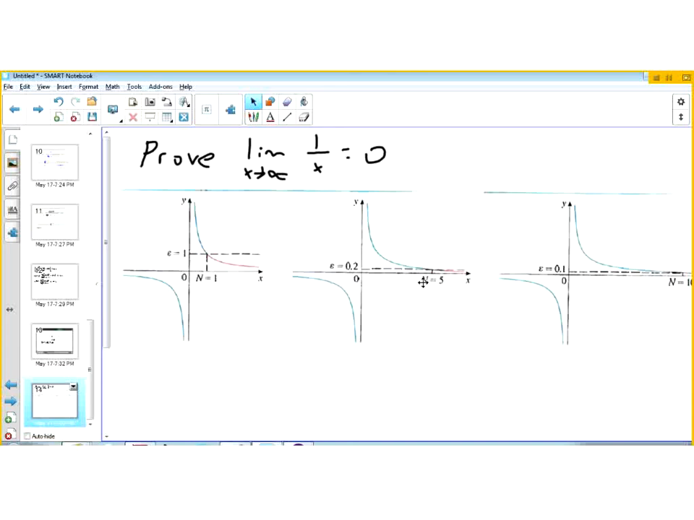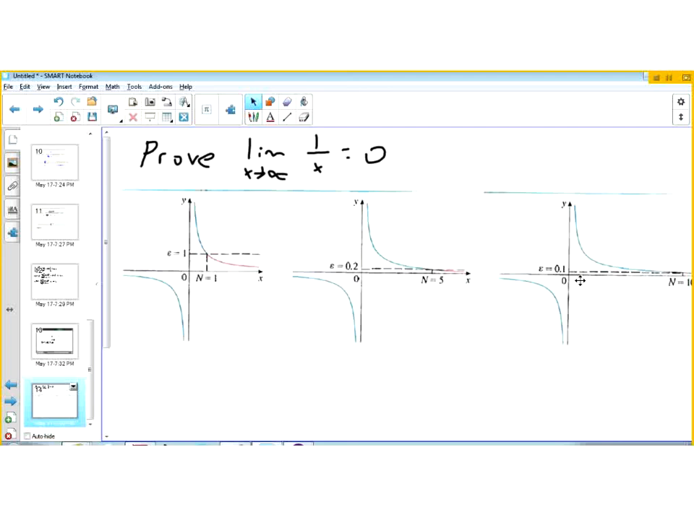All right, you see how that works? So the idea is to find this n. We want to find an n for all epsilon. Now, say if epsilon is 0.1. Well, if n is equal to 10, then the output of the function never goes above 0.1. So you see the understanding here?